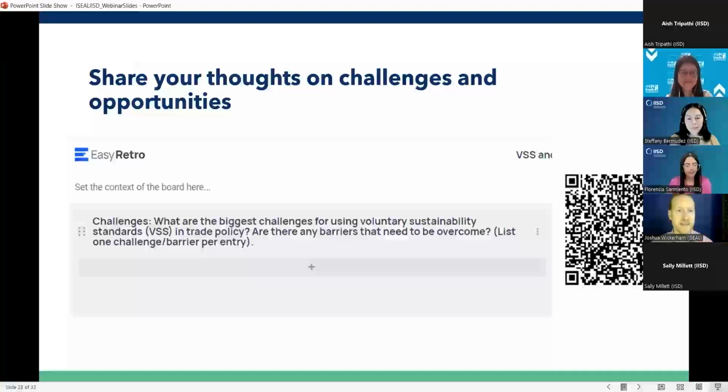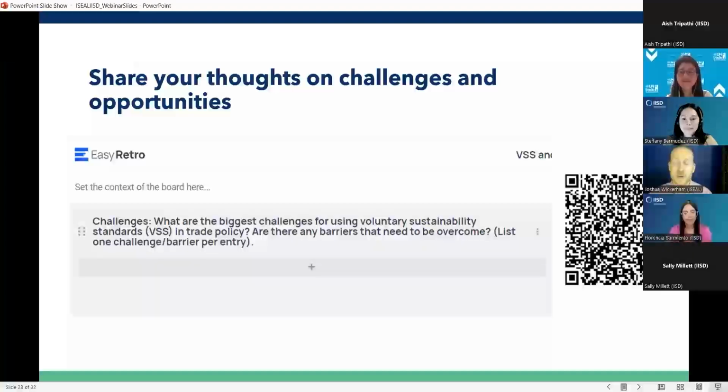Thank you, Florencia and Stephanie. Fascinating research. And I want to highlight a tool that we're using to get your opinions about the challenges and opportunities for using VSS in FTAs. You can scan this QR code, or you can use the link that I put in the chat to share the challenges. What are the biggest challenges for using VSS in trade policy? Are there any barriers that need to be overcome? You just click on the plus sign under the question, and then when other people put answers, you can vote up their answers. The other question is about the opportunities for using VSS in trade policy.